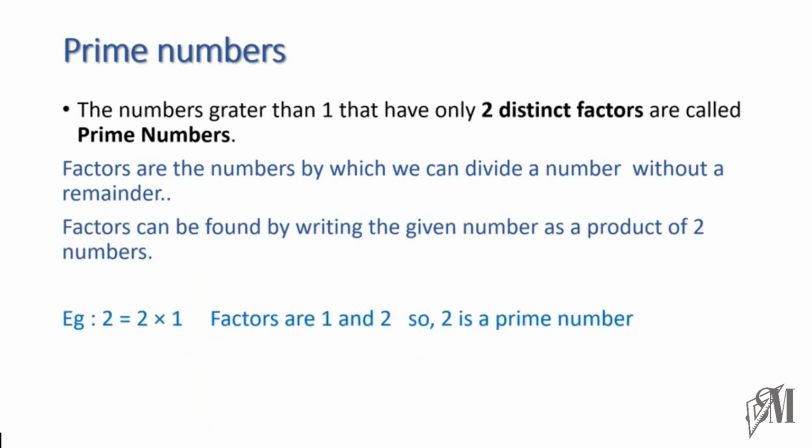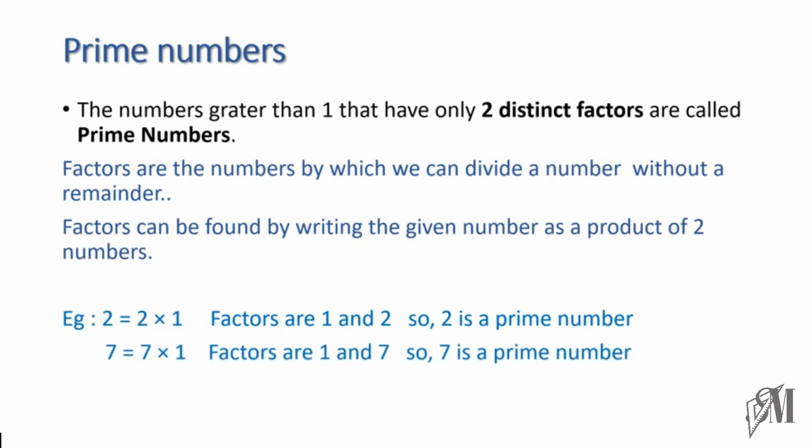If you take 2, now 2 can be written as a product of two numbers as 2 into 1. So then we say factors of 2 are 1 and 2. So 2 has only two factors. Therefore, 2 becomes a prime number. And you have to remember 2 is the only even prime number.